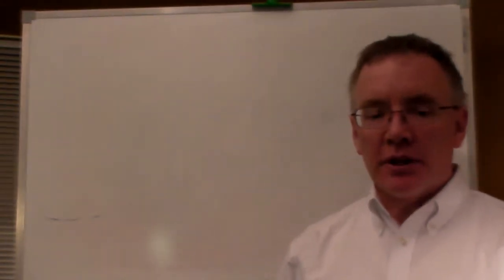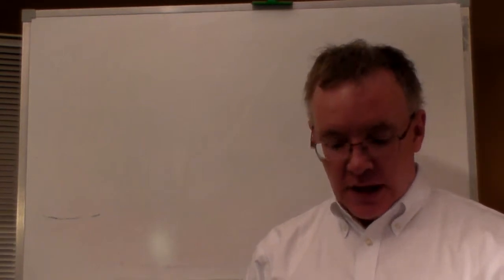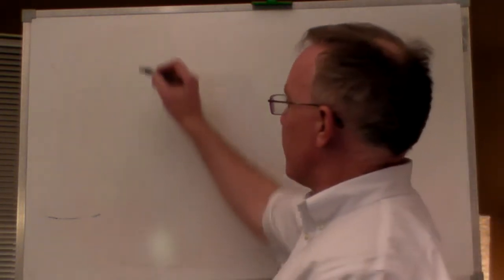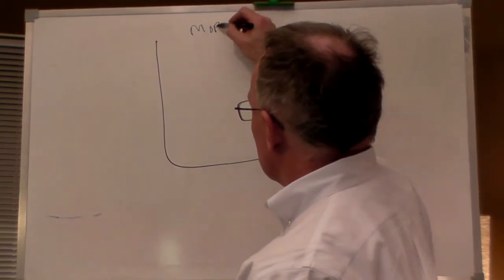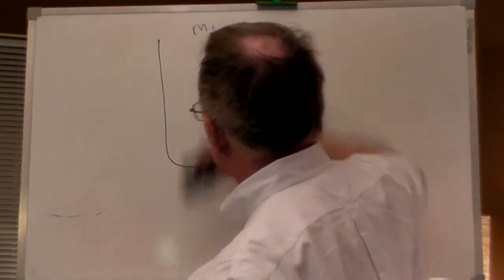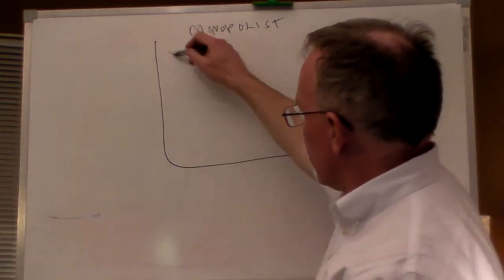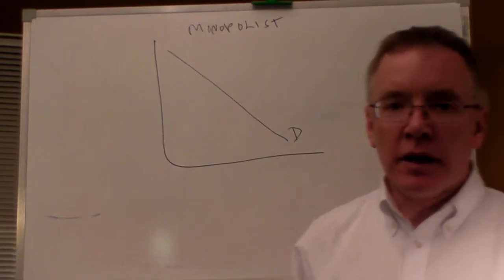So now we're going to talk about Monopoly. Monopoly has only one firm. The industry is the firm. And so we don't have an industry chart and a firm chart. We just have the one chart, which is both the industry and the firm. And that firm is known as the monopolist. And so the firm sees the entire demand curve. And of course, the demand curve is downward sloping.